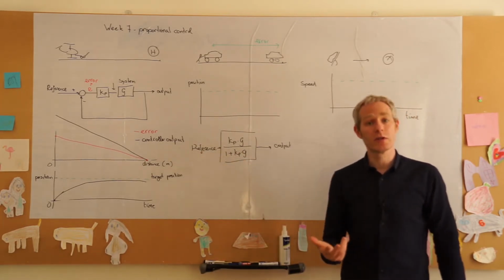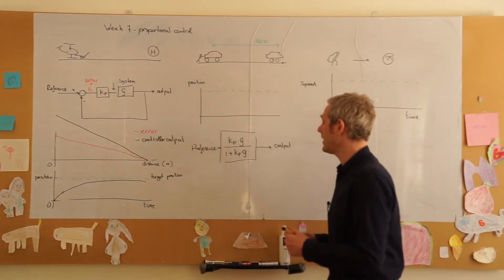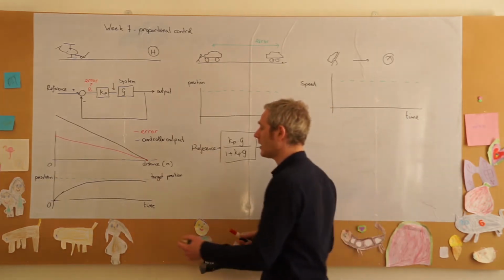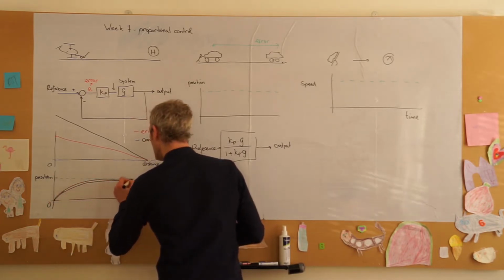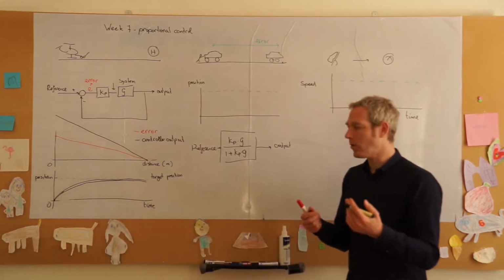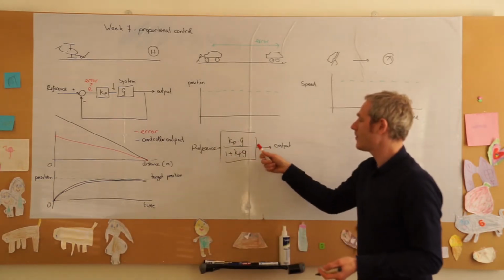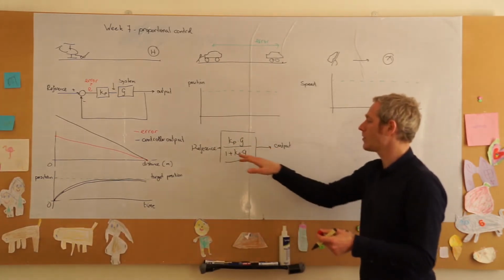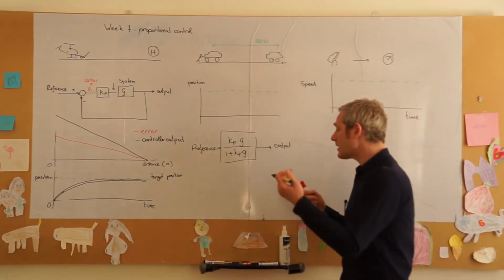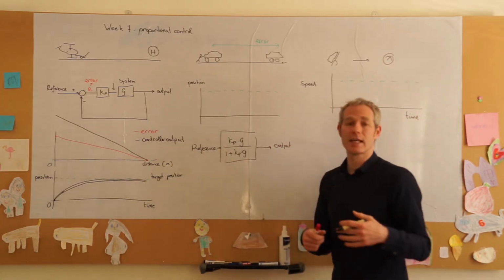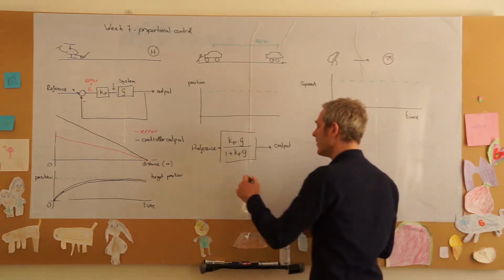Well, one solution to this is to ramp up the gain. If we make Kp really large, we will increase this, but we won't quite reach our target. There will always be an error because this fraction will never be equal to 1, so the reference and the output will never be equal to each other. Let's say we take a really high value for Kp.